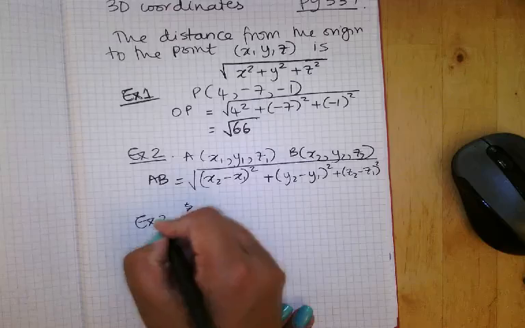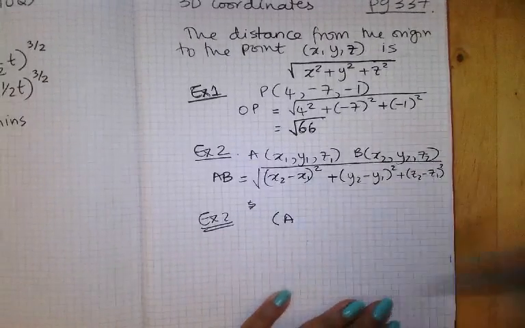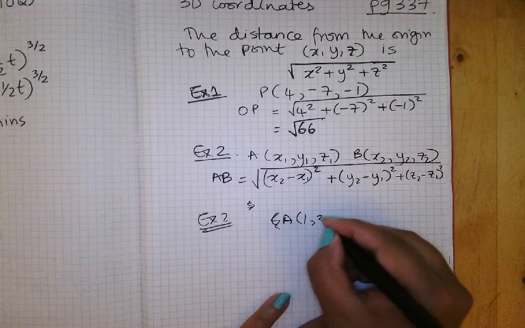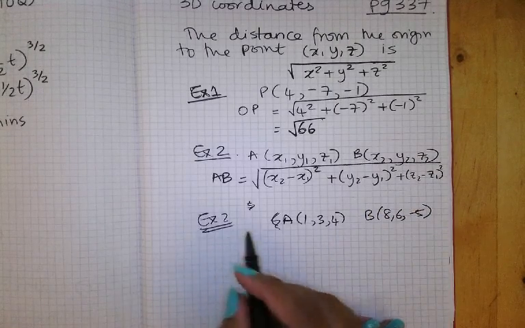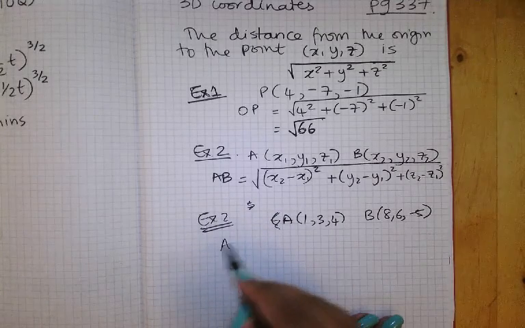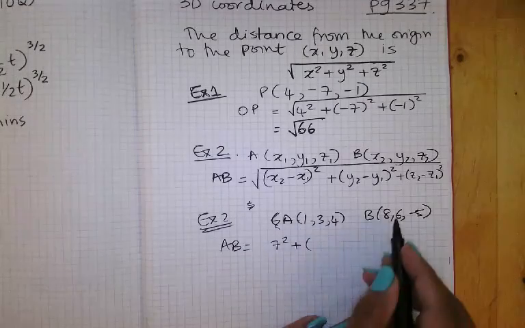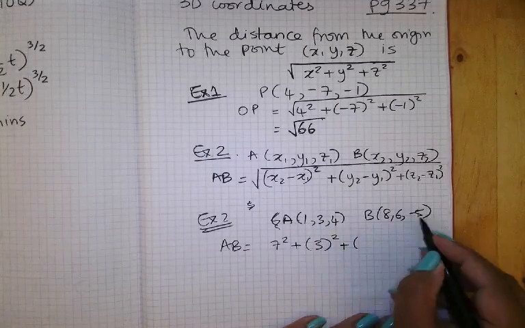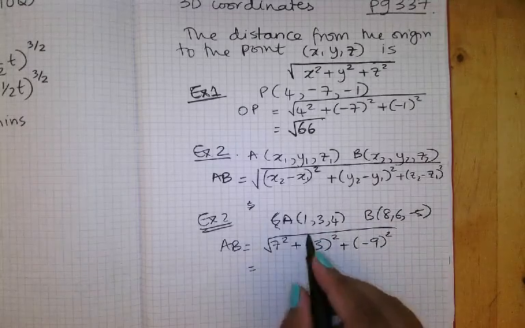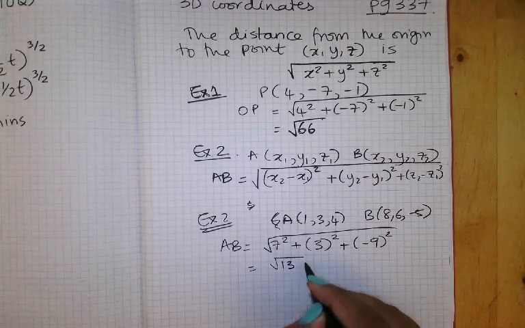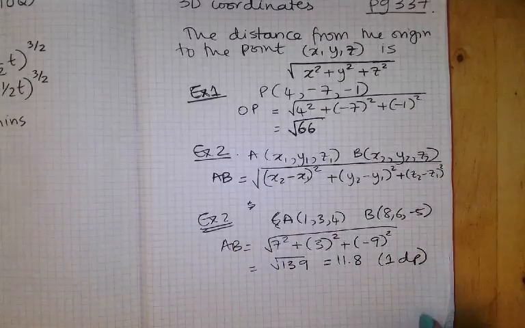So example 2, 2 points, A, 1, 3, 4, and then it gives you B, 8, 6, minus 5. And it says give your answer to one decimal place. So AB equals 8 take away 1, 7 squared, plus 6 take away 3 squared, plus minus 5 minus 4, minus 9 squared. And if I do this, I will then get root 139, which is 11.8 to 1 decimal place. Okay?